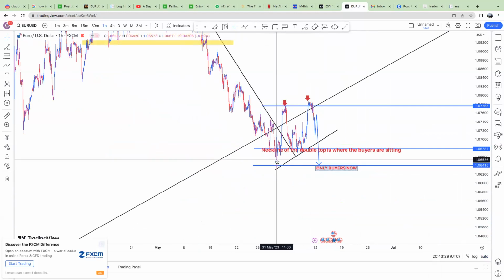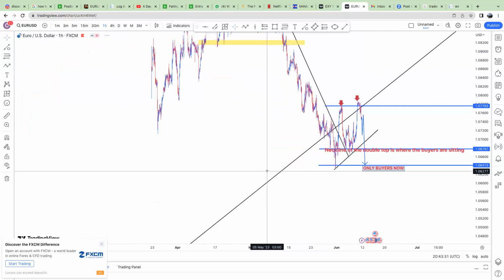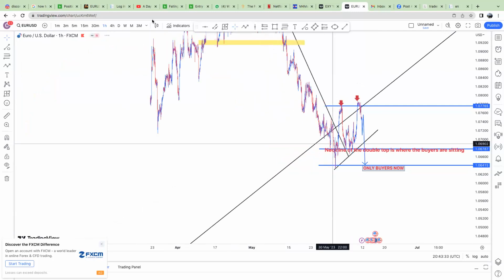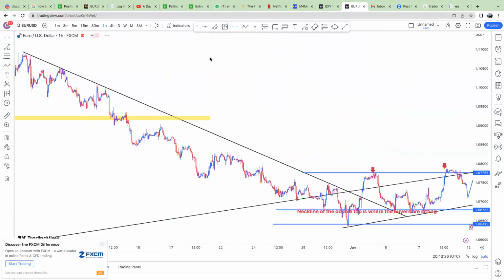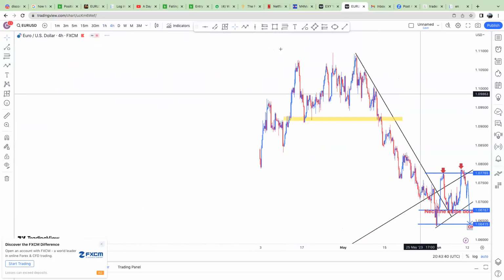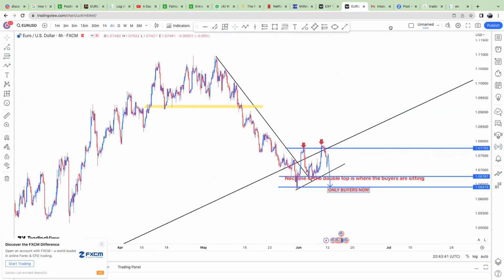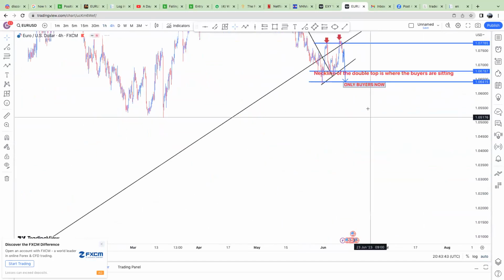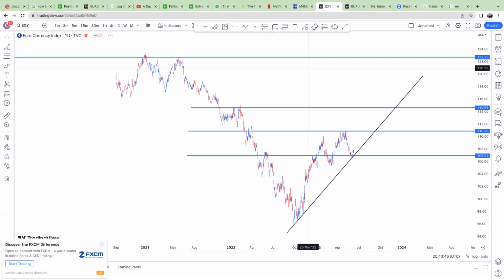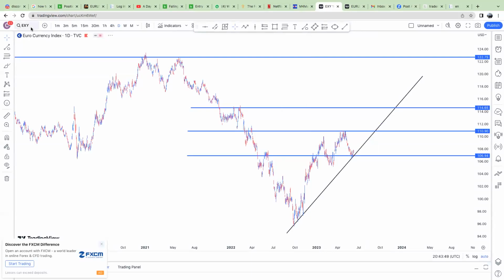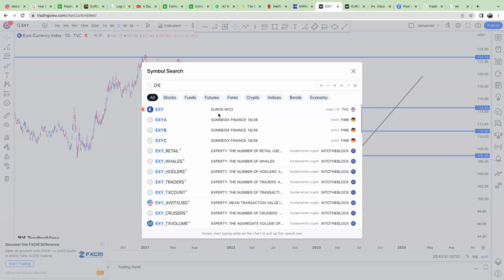I thought you said if it breaks that place, the sellers are taking over. Okay, so my overall bias for Euro USD is buy. And I gave the reasons why that is buy. I said, number one, EXY is showing buy strength. Number two, DXY is showing sell strength.